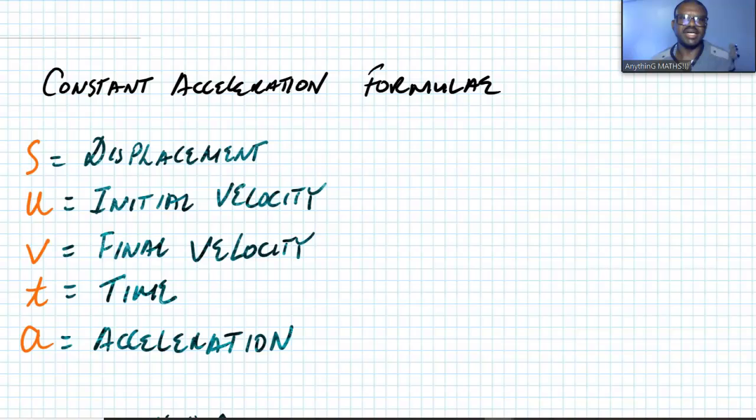Before we go into the derivation, there are a few things we want to take note of, the symbols that we're going to use. S is going to stand for displacement, but sometimes, as we've seen from previous videos, displacement can also be the same as distance. So it depends on context, really. So read the questions really well. And we have U as the initial velocity, V the final velocity, T always the time, and A acceleration.